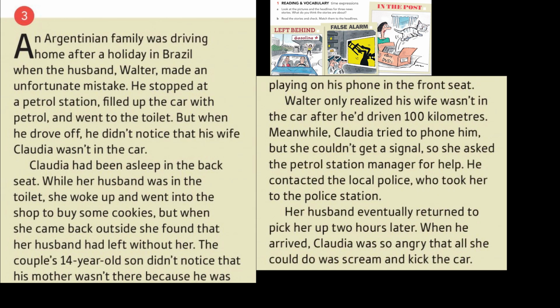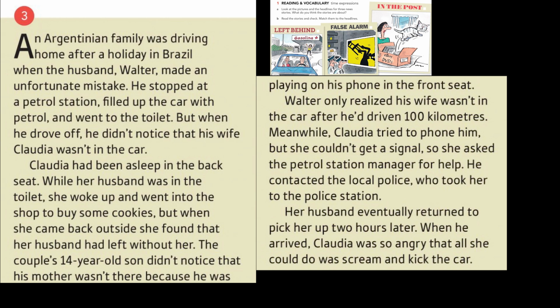Story 3. An Argentinian family was driving home after a holiday in Brazil when the husband, Walter, made an unfortunate mistake. He stopped at a petrol station, filled up the car with petrol, and went to the toilet. But when he drove off, he didn't notice that his wife Claudia wasn't in the car. Claudia had been asleep in the back seat. While her husband was in the toilet, she woke up and went into the shop to buy some cookies. But when she came back outside, she found that her husband had left without her.